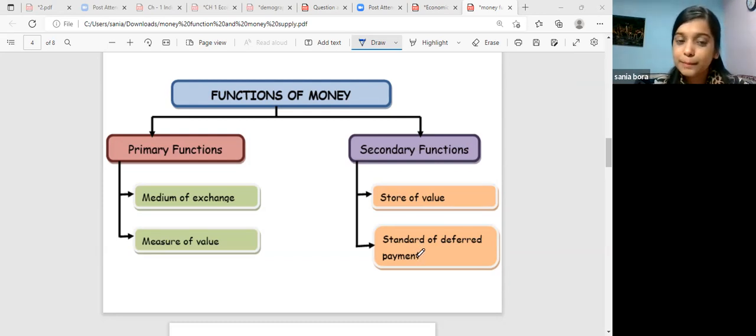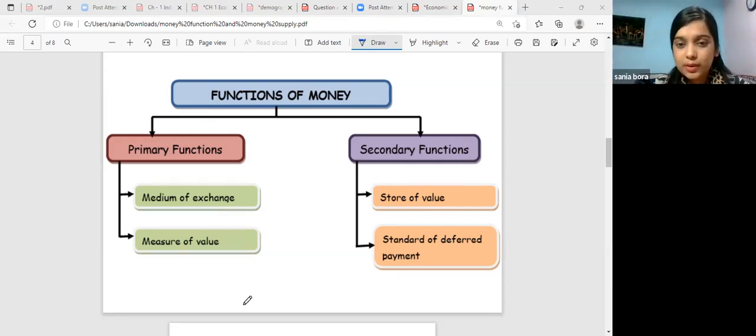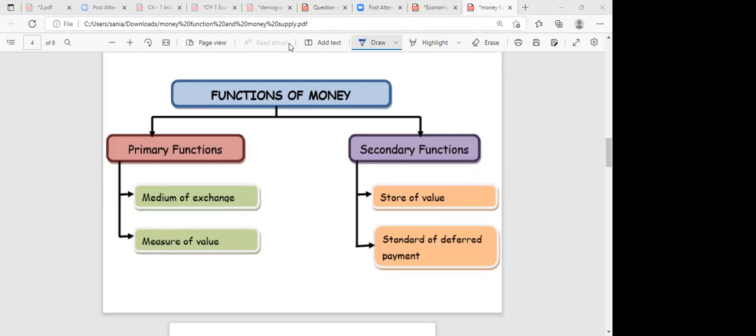Clear? Yes, ma'am. Okay. So first you'll write functions of money. Just draw this table or the chart. Okay. Then we'll start with primary function. Okay, ma'am.